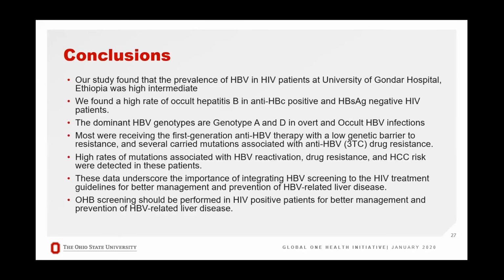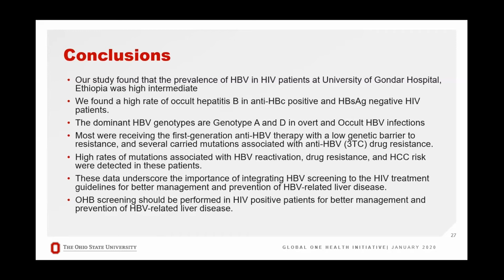To conclude, our study found the prevalence of hepatitis B virus in HIV patients at University of Gondar Hospital, Ethiopia, was high intermediate. It is in this category, high intermediate. We found a high rate of occult hepatitis B virus in anti-hepatitis B virus core positive and hepatitis B virus surface antigen negative HIV patients. The dominant hepatitis B virus genotypes are genotype A and D in overt and occult hepatitis B virus infections, respectively.